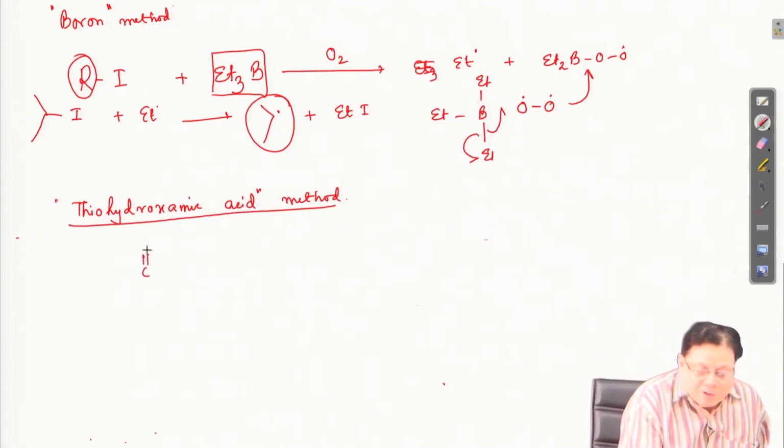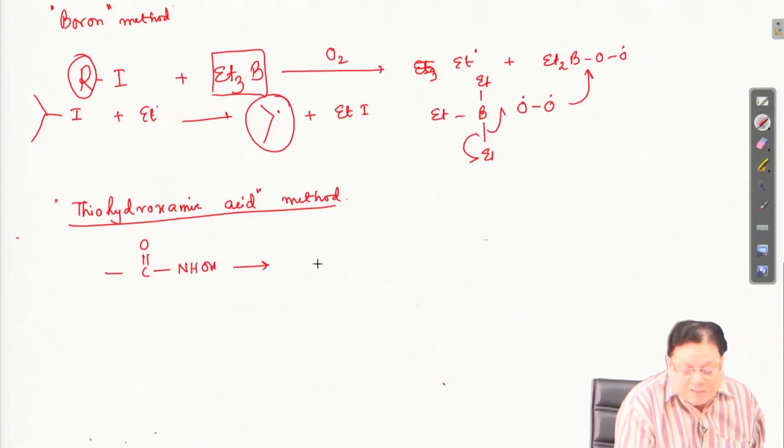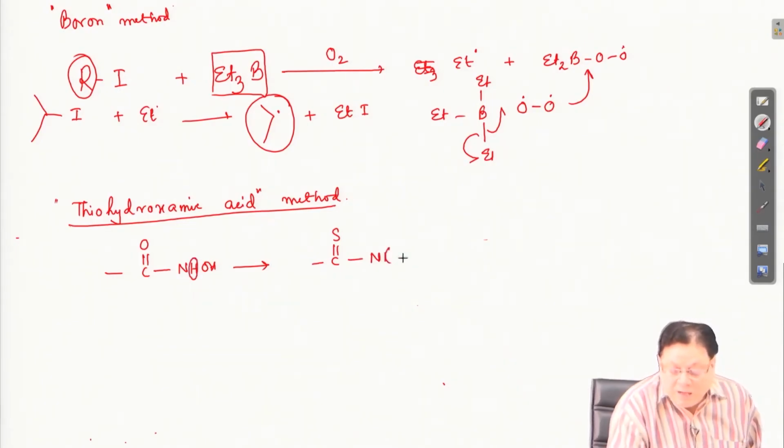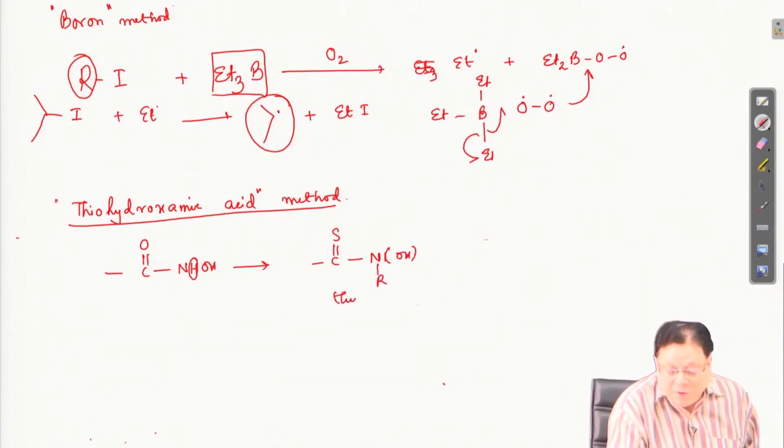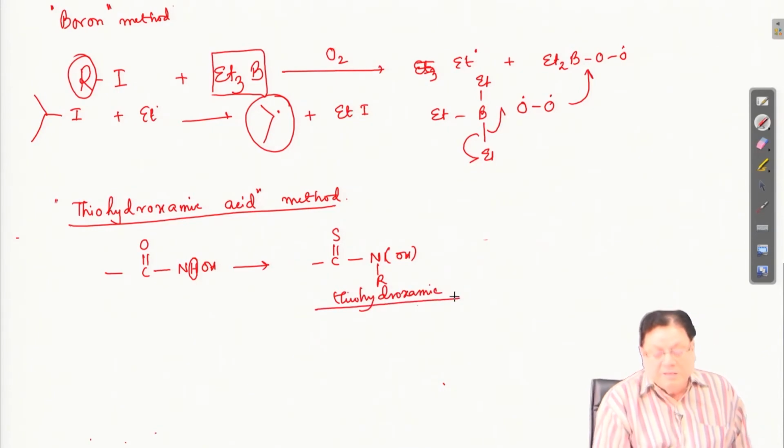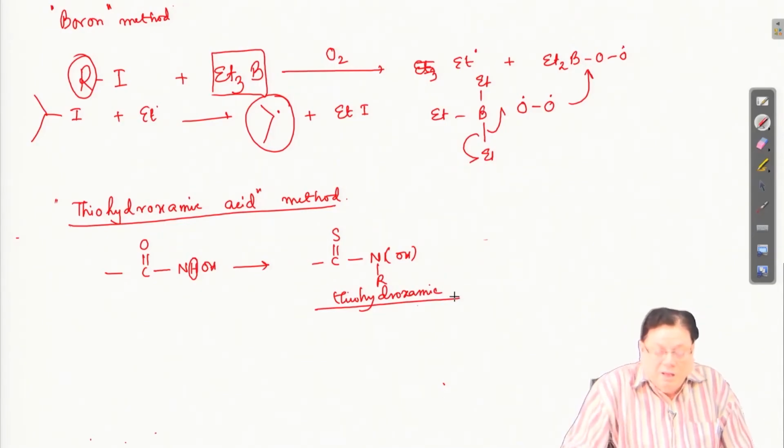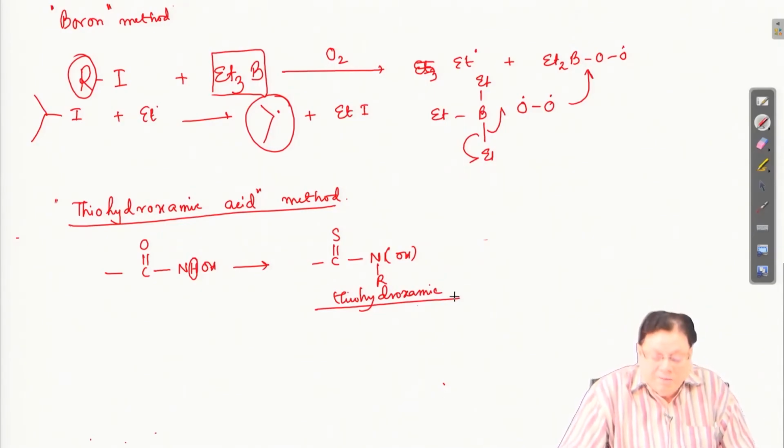You know what is hydroxamic acid? CO, NH, OH. So, what is thiohydroxamic acid? That will be any substance which will contain, H is not mandatory, NOH, okay, and that could be R. So, this is your thiohydroxamic acid. And I will show you how thiohydroxamic acid can be utilized to form an alkyl radical. Okay.